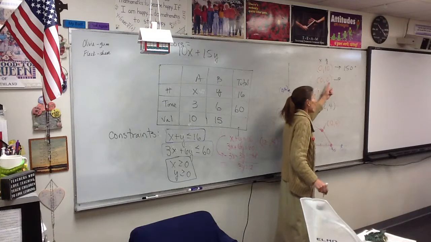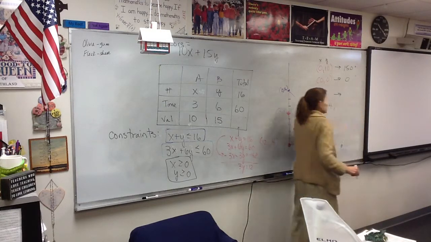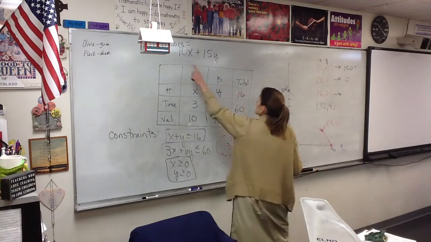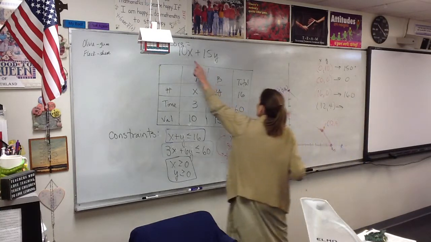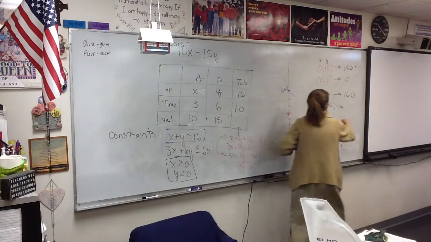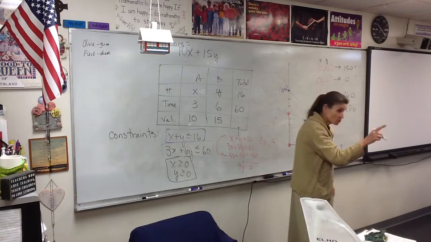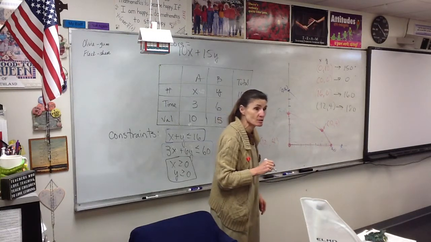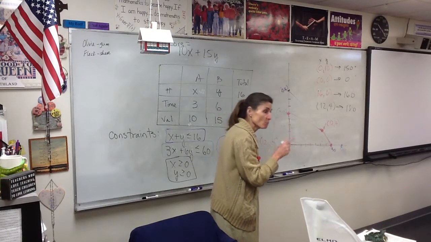What if I did no questions at all? Then I get a 0. What if I did 16 of the first kind and none of the second? 160. And what if I did 12 of the first kind and 4 of the second? 180. Now, what was the goal of the problem? Best score. So how many of what kind am I going to do to get the best score? 12 A problems and 4 B problems.